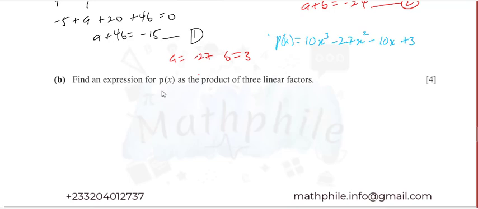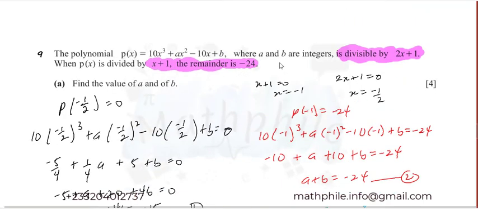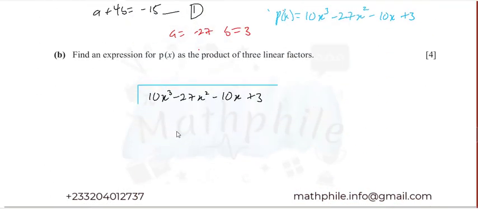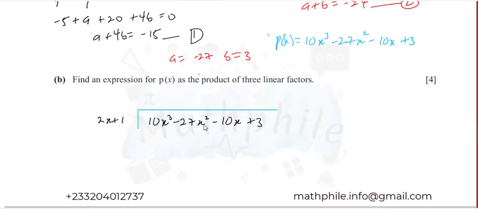Find an expression for p of x as a product of 3 linear factors. So we've done this over and over again. We're going to repeat the same thing. So we've got 10x cubed minus 27x squared minus 10x plus 3. Then we were told that this is divisible by 2x plus 1. So let's do the long division, 2x plus 1. So we've got 10x cubed divided by 2x. This should give you 5x squared. So 5x squared should be on top over here. This 5x squared multiplies everything over here, giving you 10x cubed.